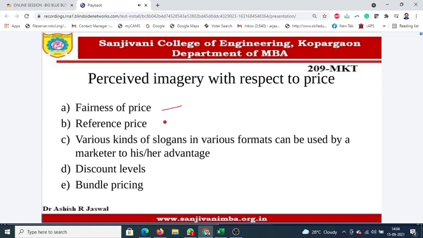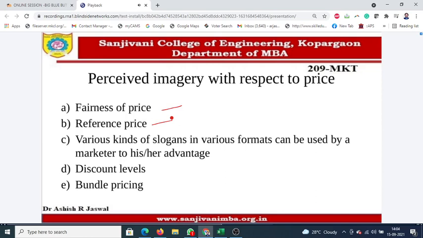The second important point which we need to consider is reference pricing. What is a reference price? A reference price is a base price that a consumer uses to compare against another price. And these reference prices can be internal or external. Internal are those that are internal to the customer, stored in his memory and retrieved from the bank whenever required.